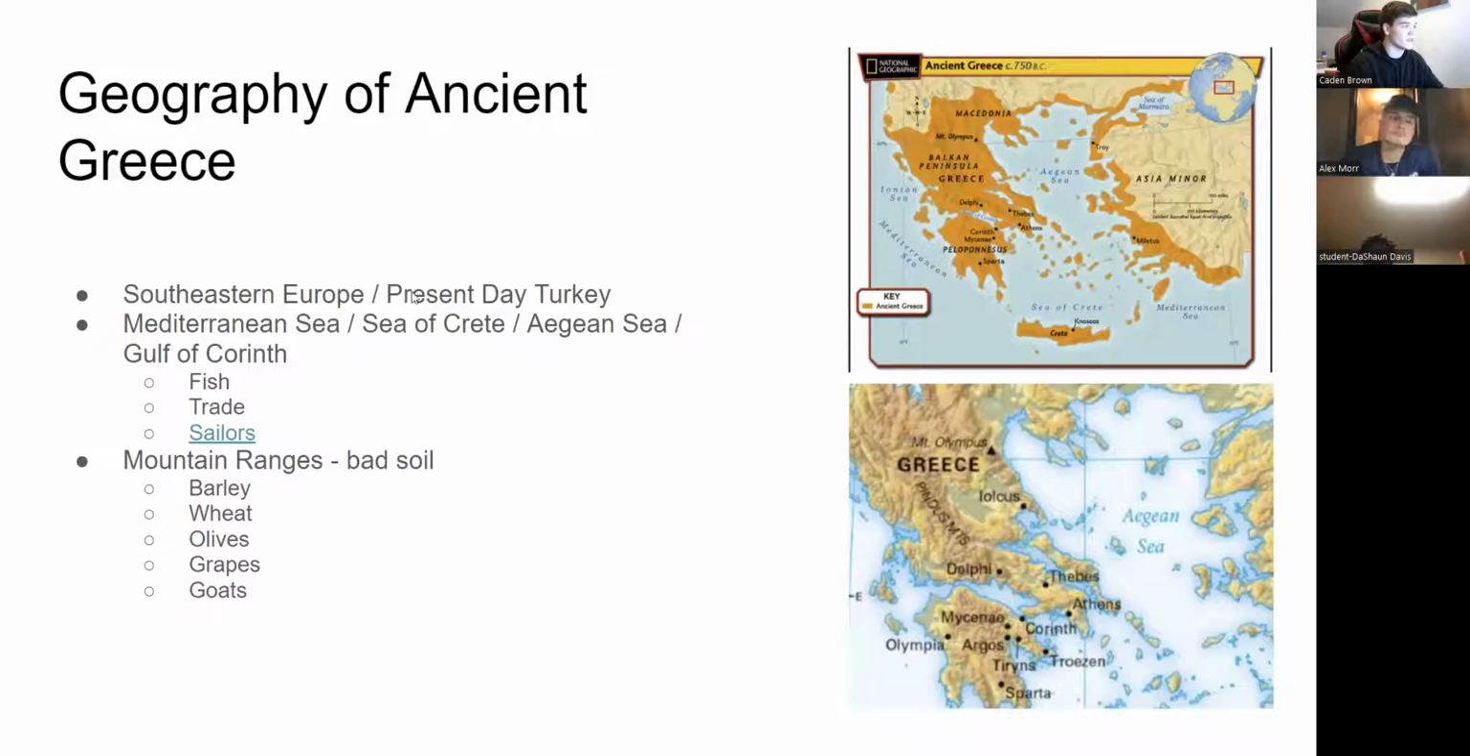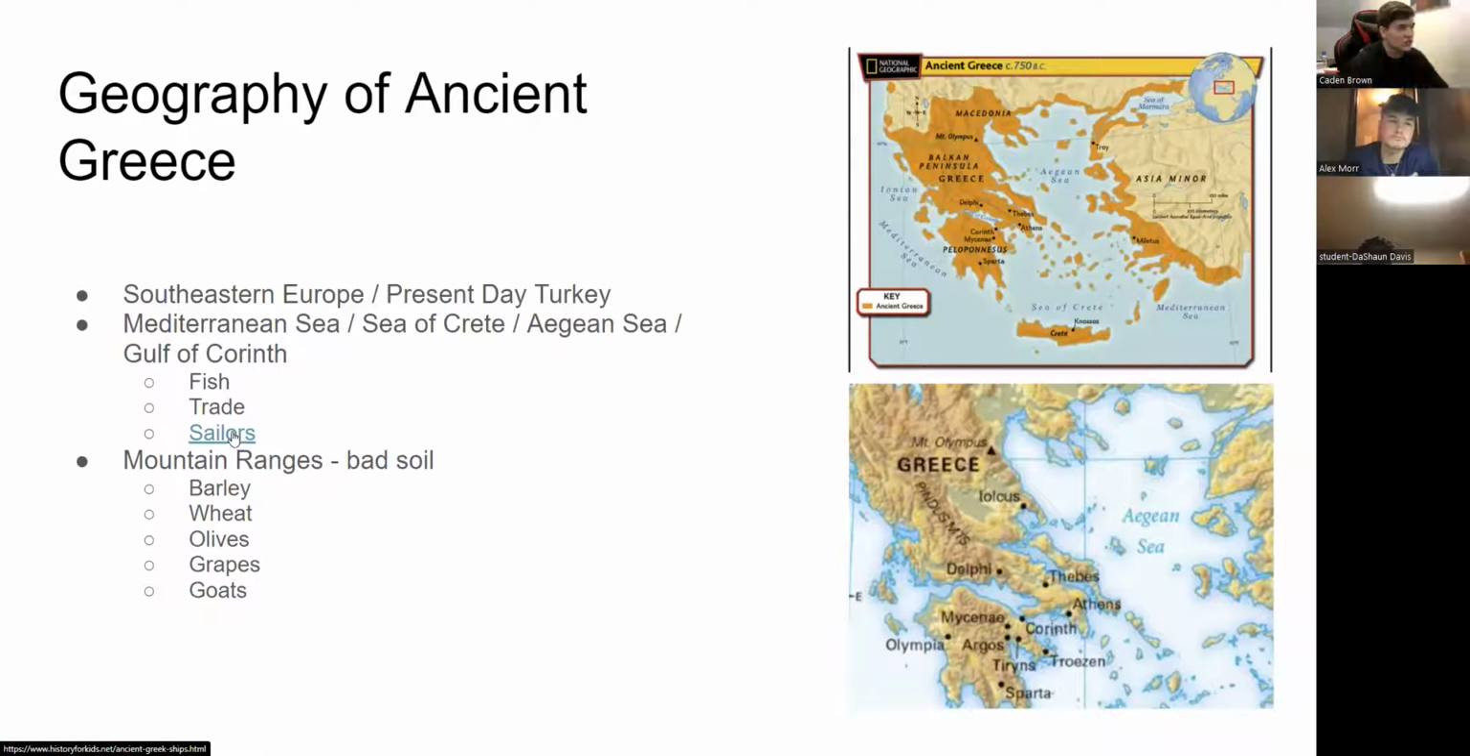And then their sailors as well, which they actually had one of the strongest navies back then. No one ever really competed with them. Some of the things that they grew because of the bad soil were barley, wheat, olives. They had grapevines. And it was very common for almost every family to have a goat so that they could use that for both dairy and protein.